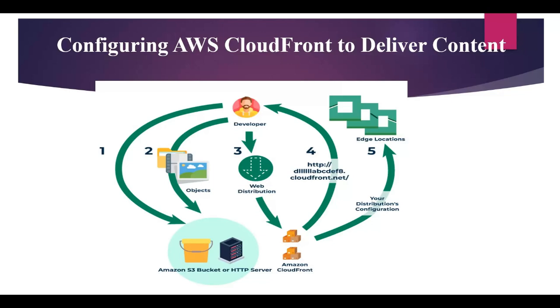We can easily access the distribution, meaning Amazon CloudFront. So here we can see step 1, when the user sends a request to an object like an image file. So when we create the S3 bucket, then the user sends a request to an object like an image file, video, audio, whatever object we can upload. The request is routed to the CloudFront edge location closest to the user.